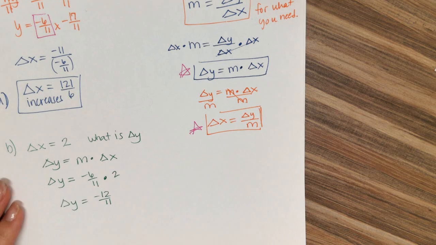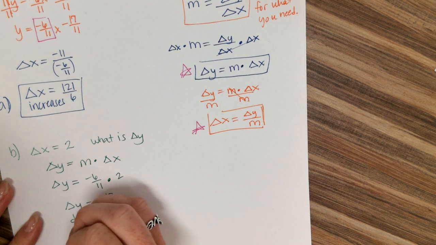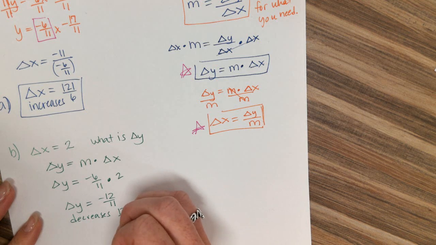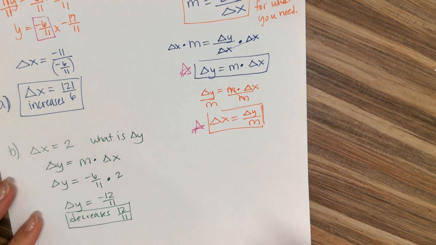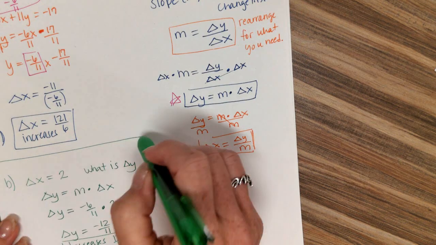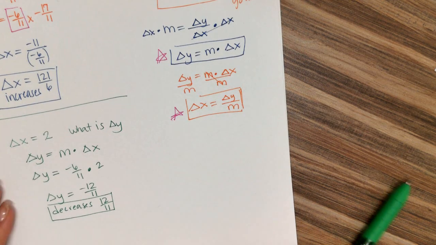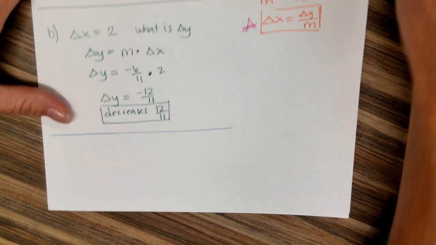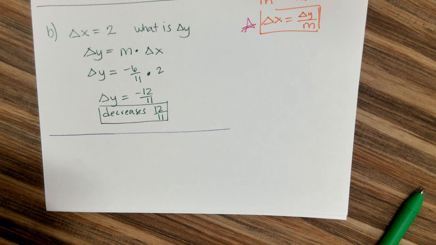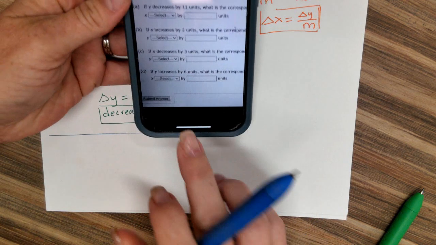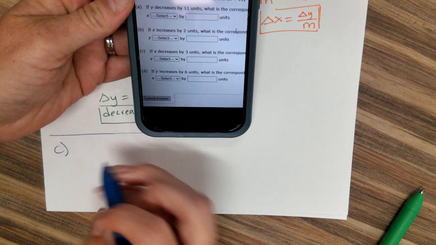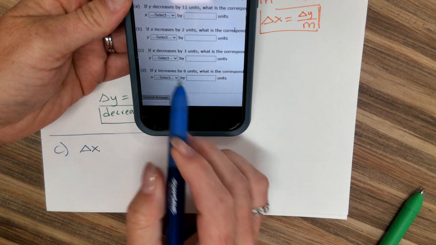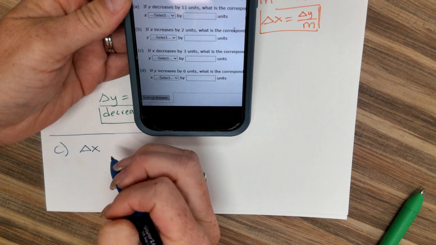Since it's negative, this is decreasing by 12/11. So there's A, there's B. Let's go look at C. Let me find the question. So C says if x decreases by 3 units, so that's the change in x, decreases, that means it's negative 3.